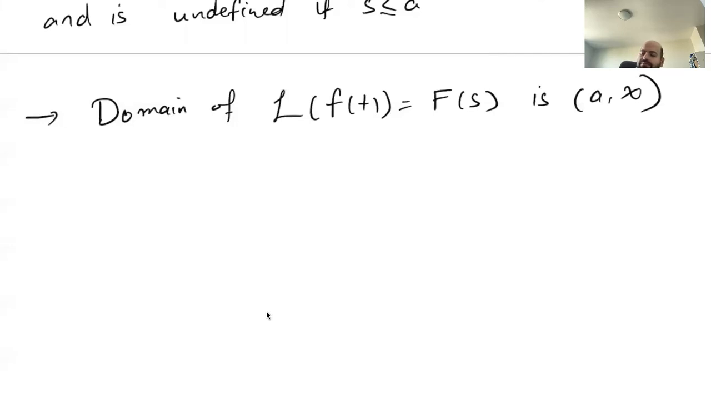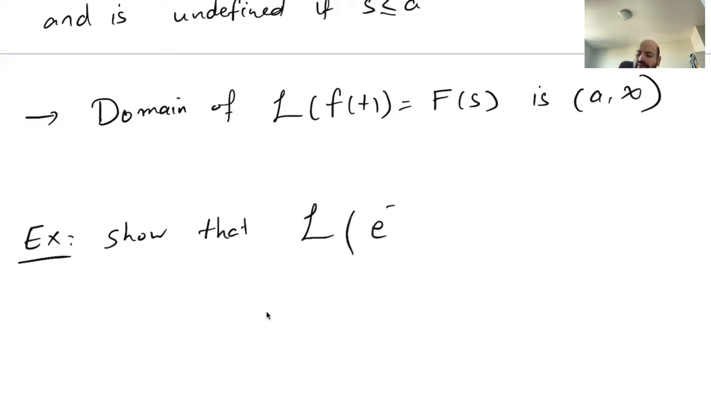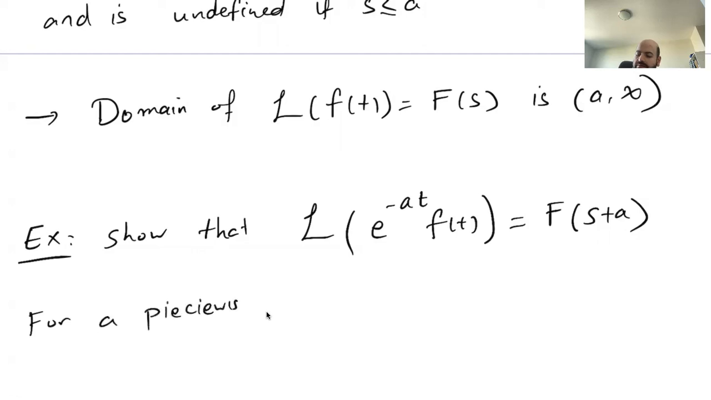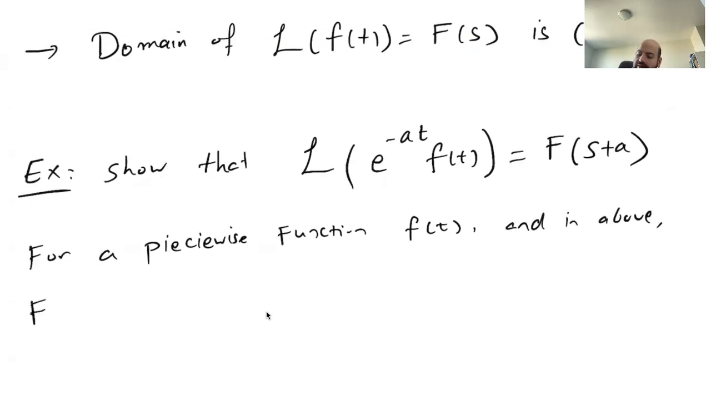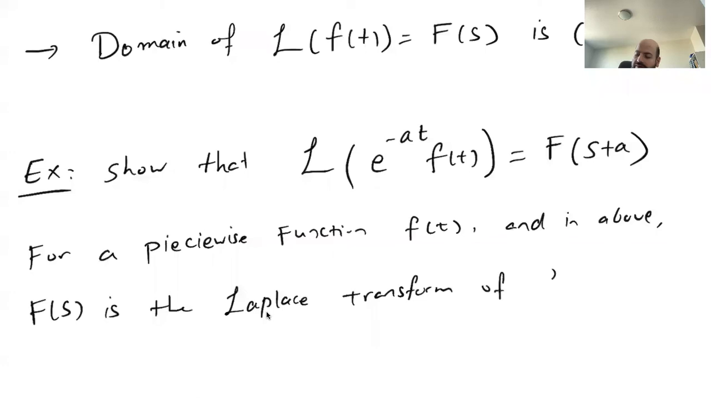Now the next example: show that the Laplace transform of e to the power minus at times f of t is equal to capital F of s plus a, for a piecewise function f of t, and in the above, capital F of s is the Laplace transform of f of t.